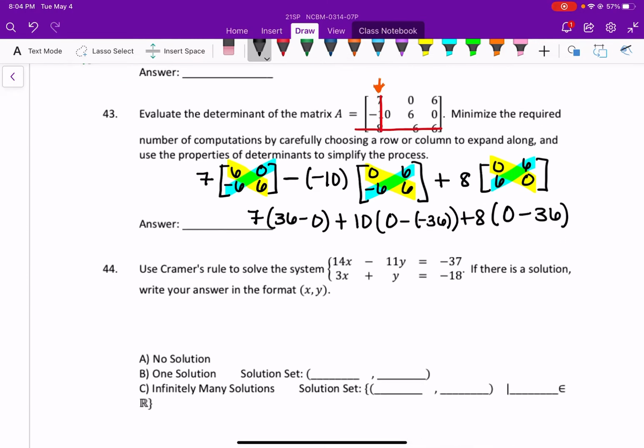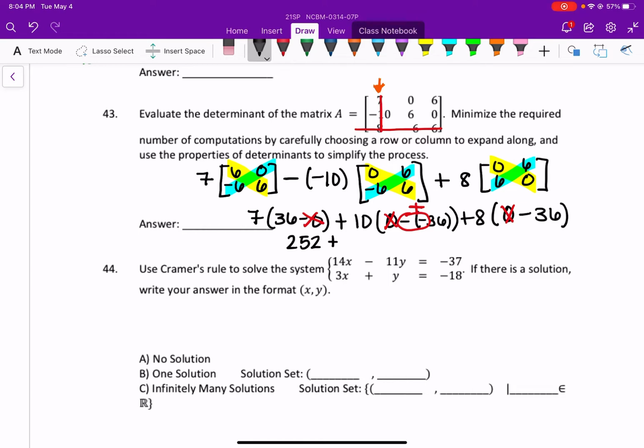So I'm kind of lazy, and I'll admit it. I see these zeros, and I'm like, none of these zeros do anything for me. So I'm just going to cancel them out. The only thing I need to acknowledge is that double negative is really a positive. Okay, so now I'm going to multiply 7 times 36, and that is going to give us 252.